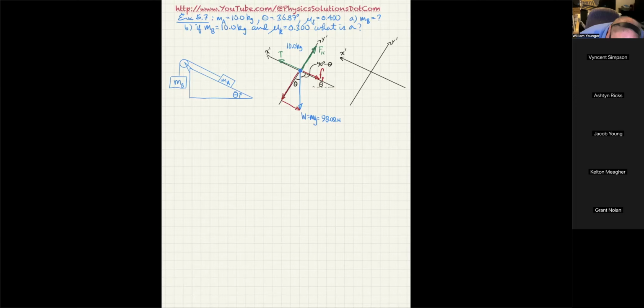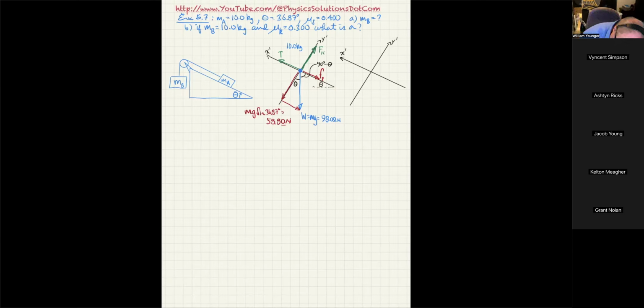And in fact, you should be able to tell that this will be mg sine 36.87 degrees. That's what the side is supposed to be. And of course, that quantity is equal to 9.8 times 10 times the sine of 36.87, and that gives you 58.80 newtons. And of course, I'm carrying again one extra digit.